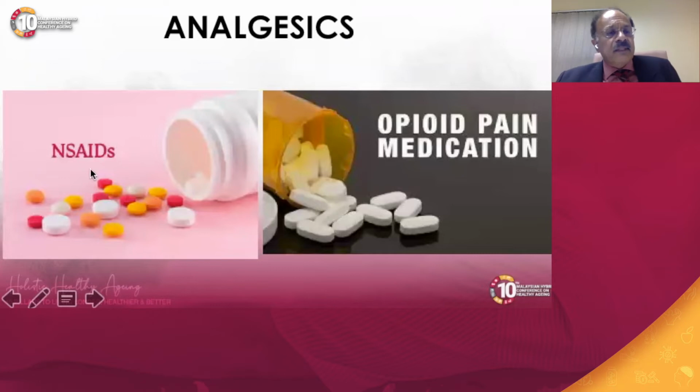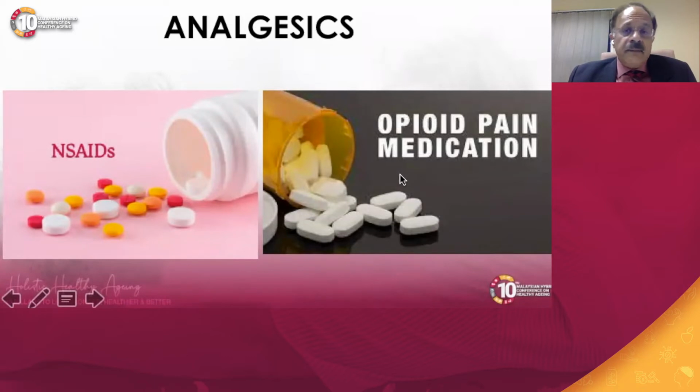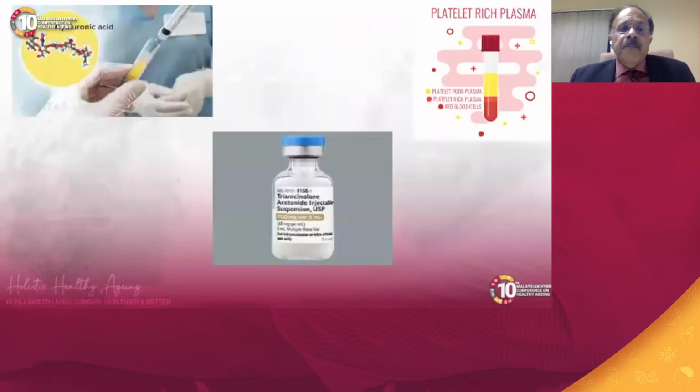Analgesics, non-steroidal anti-inflammatory drugs, opioid pain medication. These are very good drugs that we tend to use for patients on a temporary basis, normally between 2 to 3 months with breaks in between, so that one can go through their daily activities and daily lives without any great pain. Okay? Then, of course, hyaluronic acid, which is injected into the joint.